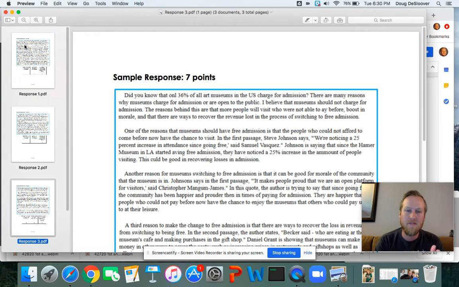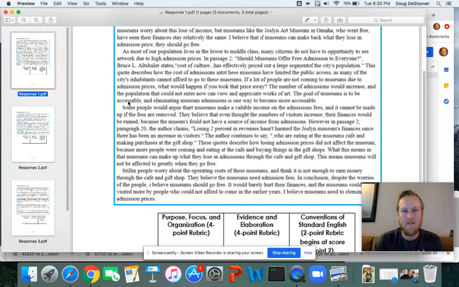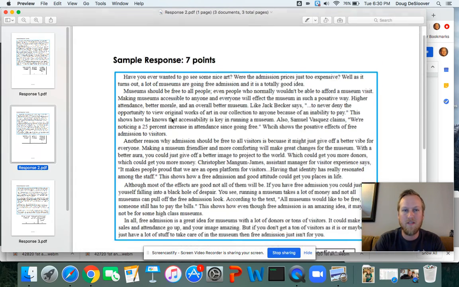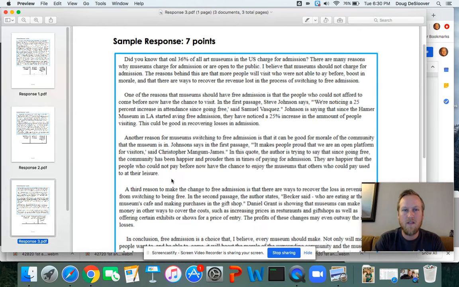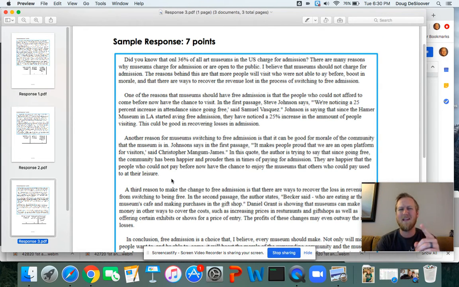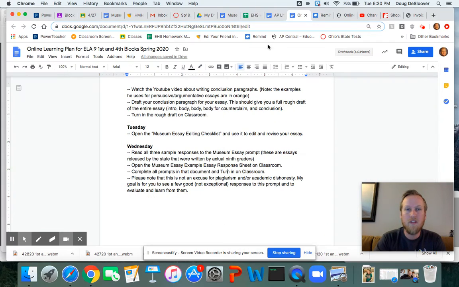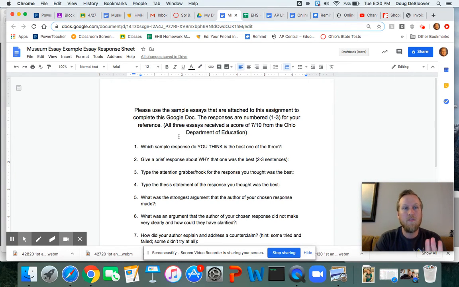The first task for today is to read all 3 responses. Response 1 is right here, response 2 is right here, and response 3 is right here. Keep in mind, as you read these, you're probably going to go, ooh, that's not great, I know better than to do that. And if you're doing that as you're reading, that's good. But once you've read all 3, you understand that all of them got a 7 out of 10 for different reasons. Then we're going to kick over to the museum essay example response sheet.